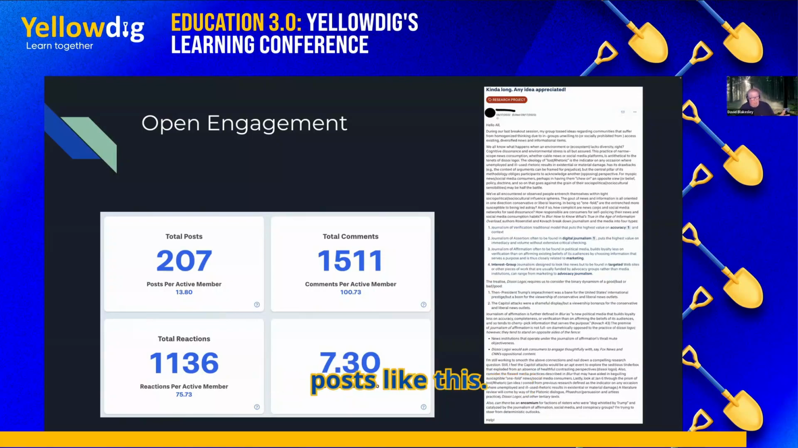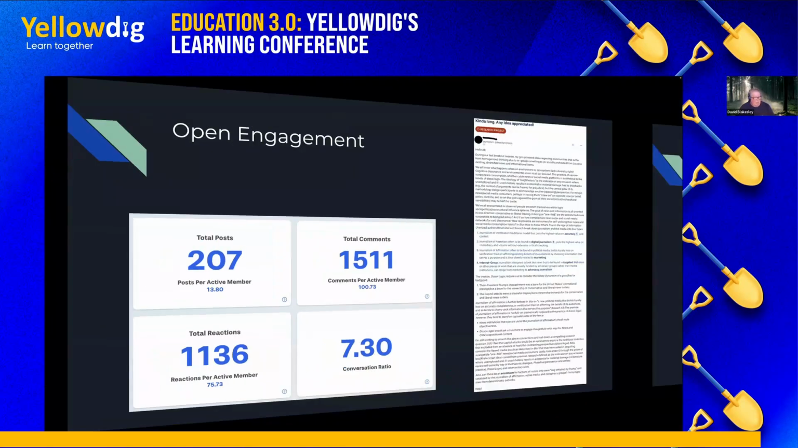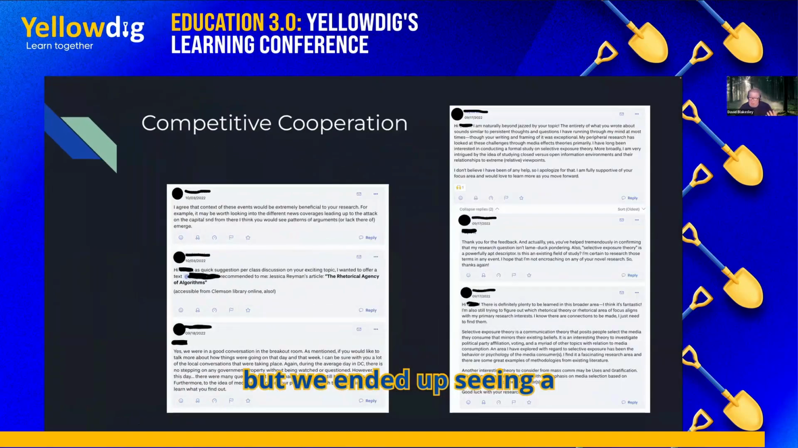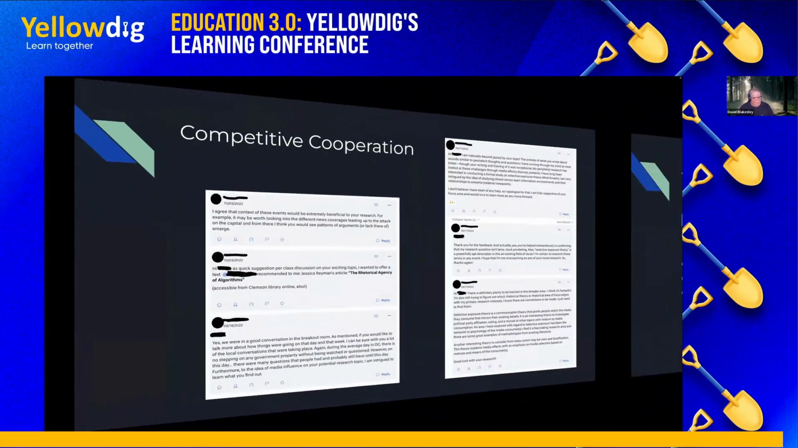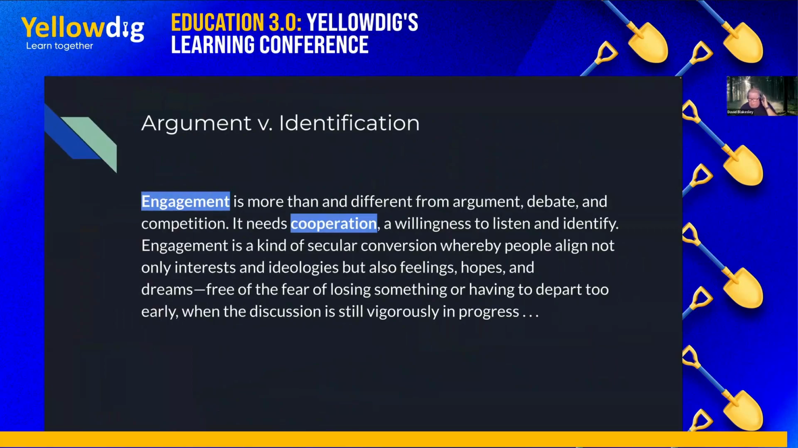So you would see long posts like this. These are graduate students, so they get very enthusiastic. So they're writing probably a little bit too much. But we ended up seeing a lot more give and take and follow-up. These are conversations that occurred after that initial post. Yeah, so that's the way that it works in my classes now. It's much more free form and flowing.